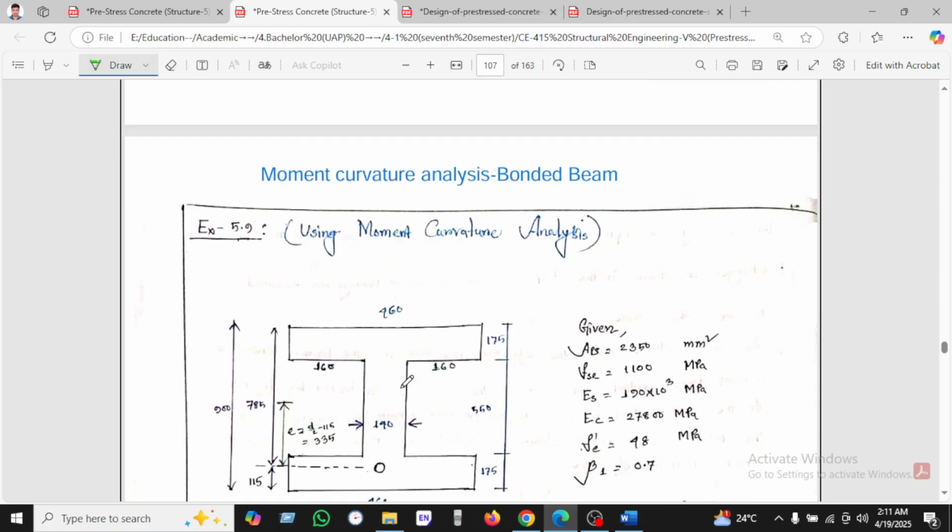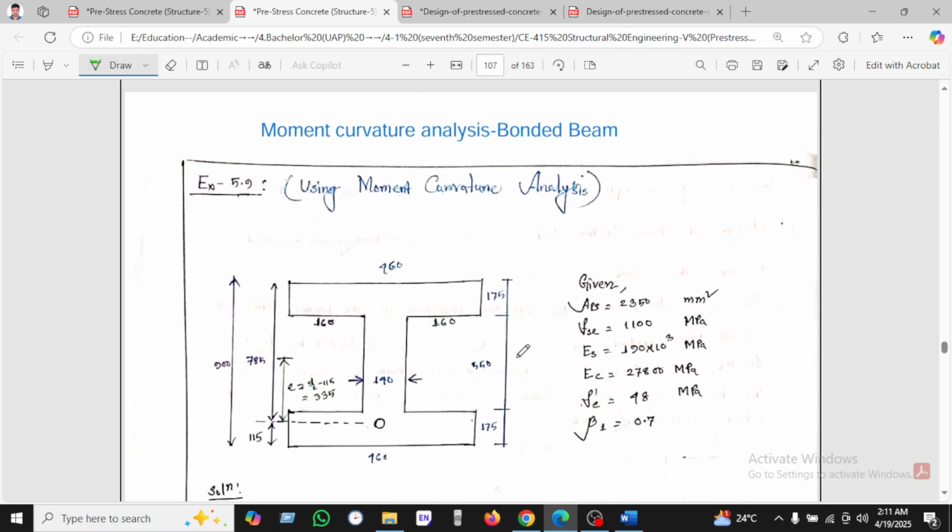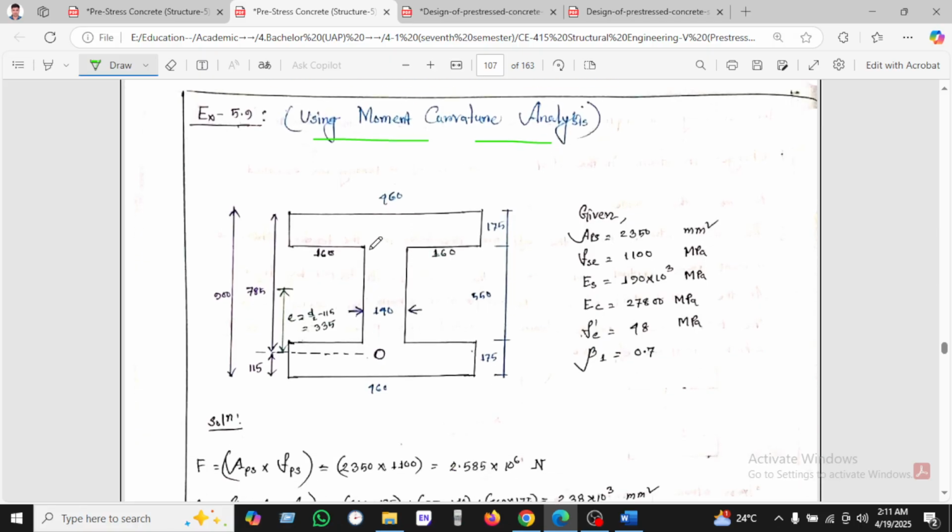Okay, so let's see another example using the moment curvature analysis. So all the data is given here: Aps, fpe, fsc, which is stress.